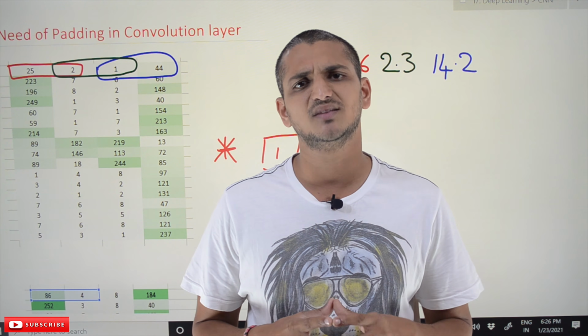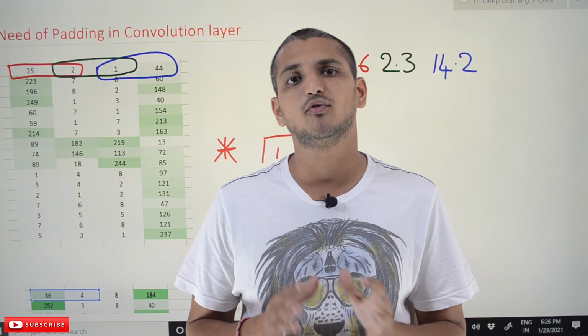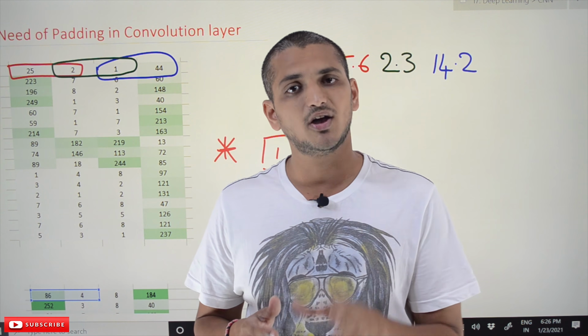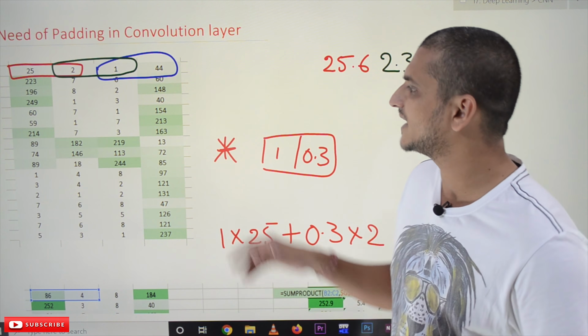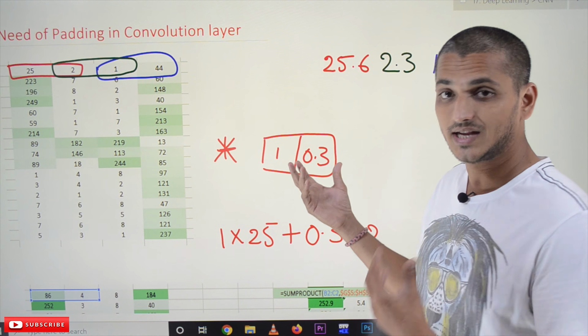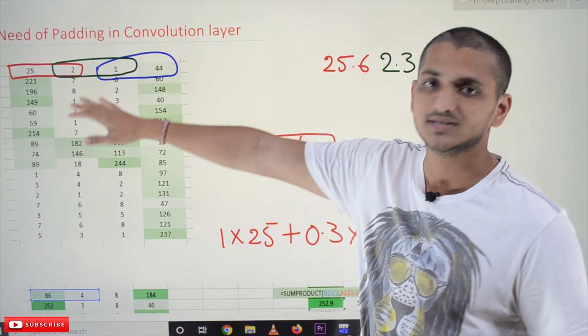Coming to today's class, before going into the concept of need of padding, let's refresh the concept of convolution operation on images. Then we go into the need of padding. In our last class, this is the example which we considered here. On this image, we are taking a weight matrix, and we are convolving it on this image.